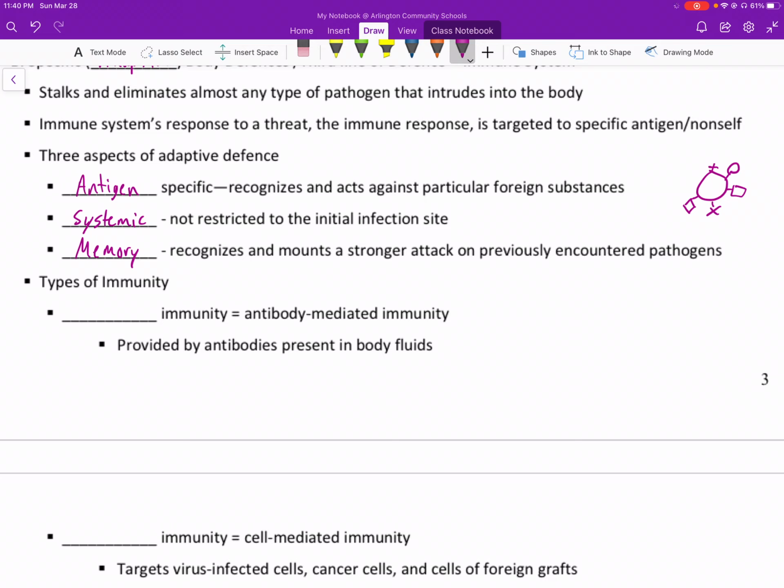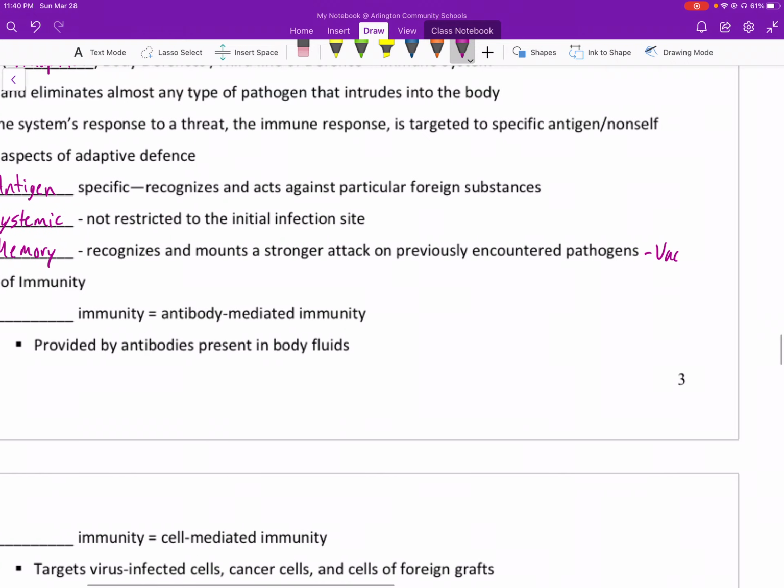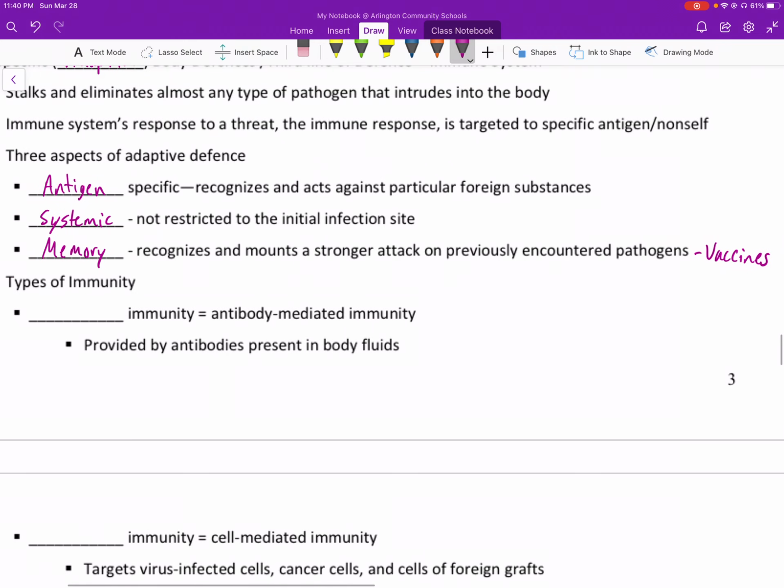Now we have systemic. It is not restricted to the initial infection site. And we have memory, which recognizes and mounts stronger attacks against previously encountered pathogens. And so our memory is where we have what we call vaccines. Within this, we give a small amount of DNA or RNA and it says, okay, this we've got to fight, and we see it.